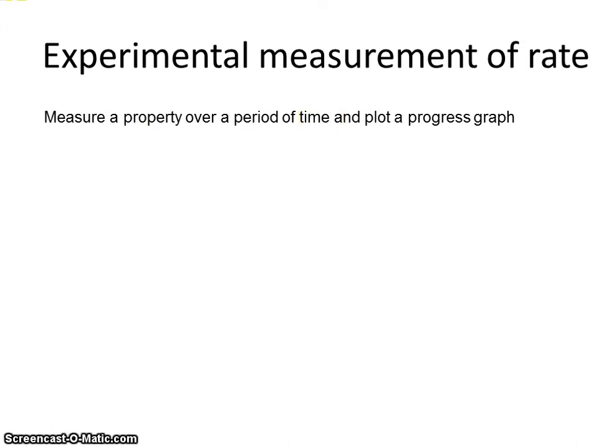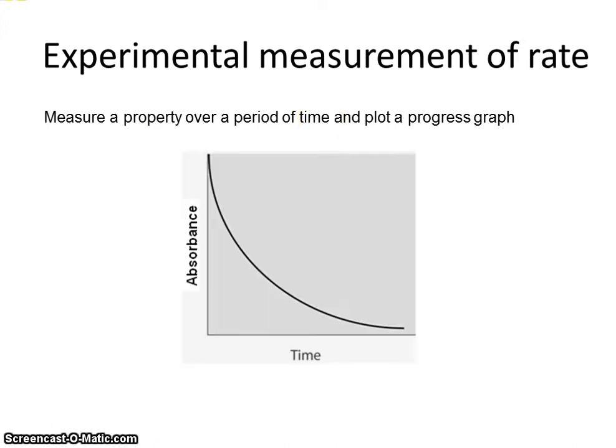What will a progress graph look like? Well, here's an example. So this would be the kind of data you might get from, say, the manganate reaction, whereas the manganate colour fades over time, the absorbance reading in the colorimeter would also gradually fall, and we'd end up with a graph looking something like this. Pause the video while you think about why the graph might have this particular shape.